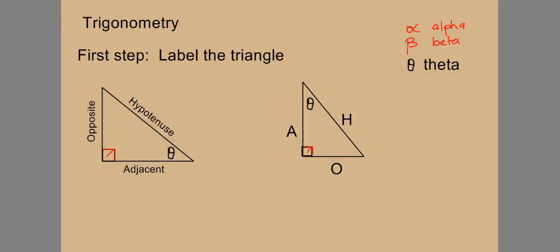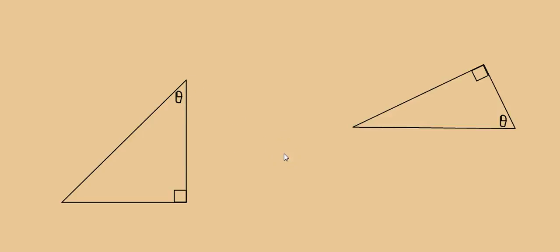Okay, let's take a second to see whether or not you got that concept. Here are two triangles. I've named the right angle, and I've put a little theta in two angles, two corners, and I would like you to pause the video and take a second to see whether or not you can label the sides of those two triangles with O for opposite, H for hypotenuse, and A for adjacent. Pause the video.